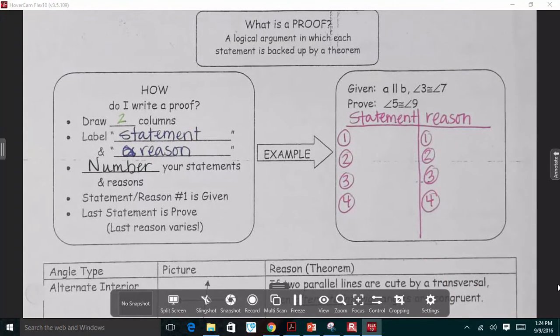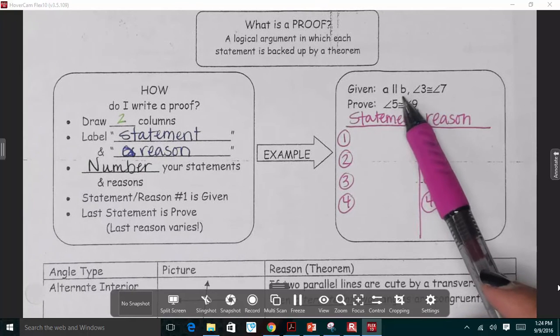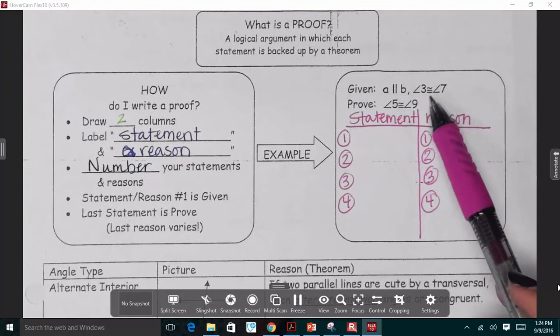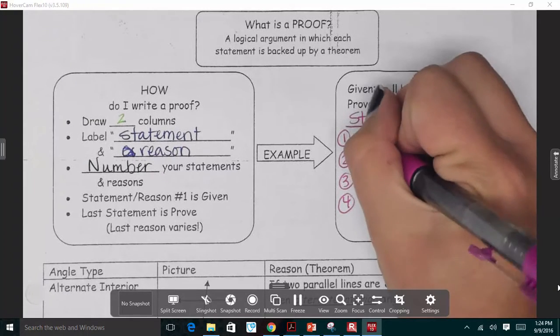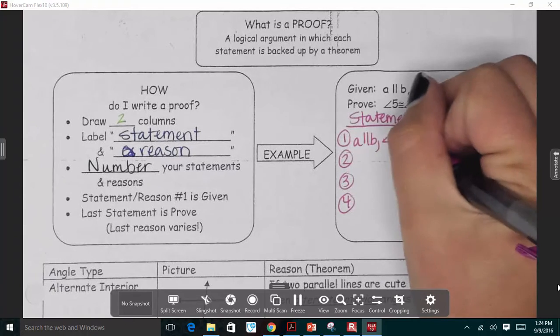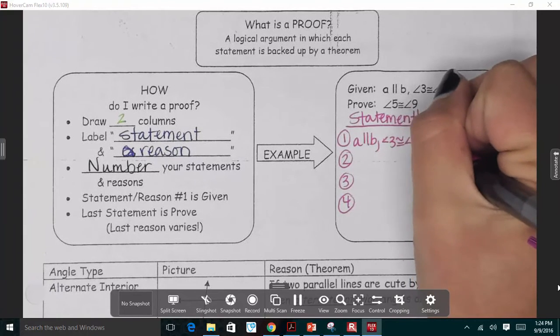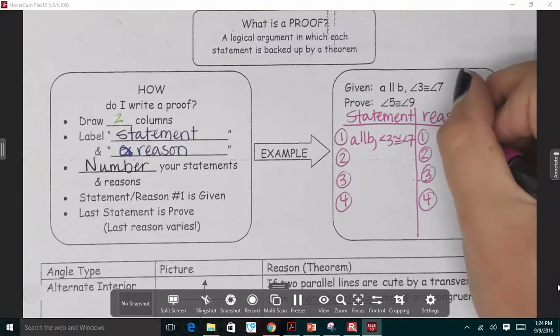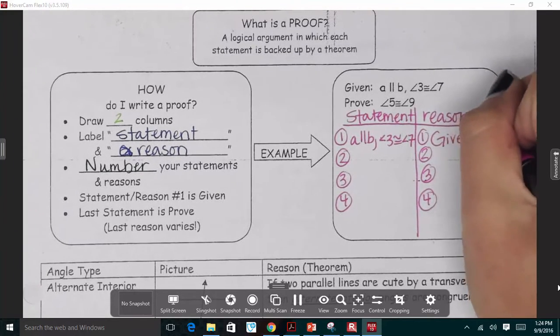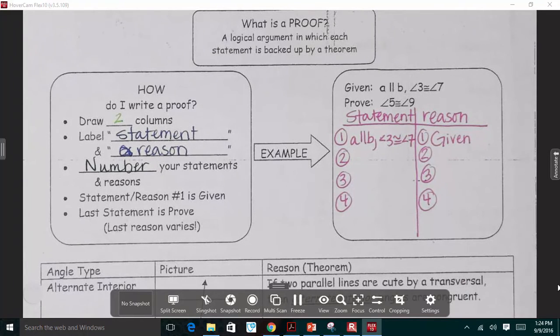Okay, and so they said our statement and reason number 1 is always going to be our given. So here our given is A is parallel to B and angle 3 is congruent to 7. So I would write exactly that in our statement: A is parallel to B and angle 3 is congruent to angle 7. Now, the reason that makes the statement true is the fact that it's given. And so our reason here would be given, because it's given.